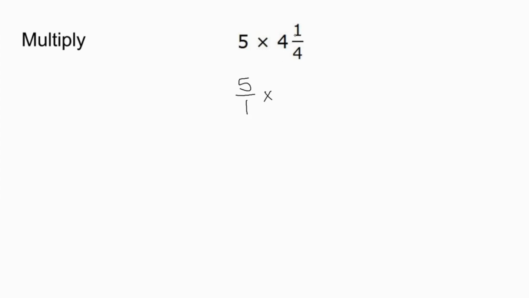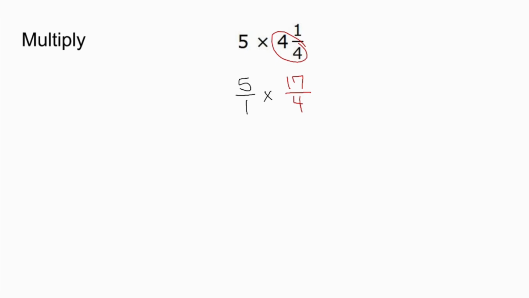Now I want to turn 4 and 1/4 into an improper fraction. How do I do that? Multiply the 4 out front to the denominator, which is also 4. 4 times 4 is 16. Take that product and add it to the numerator. So 16 plus 1 is 17, and that 17 becomes your new numerator. 4 stays your denominator. Now I have 5 over 1 times 17 over 4.